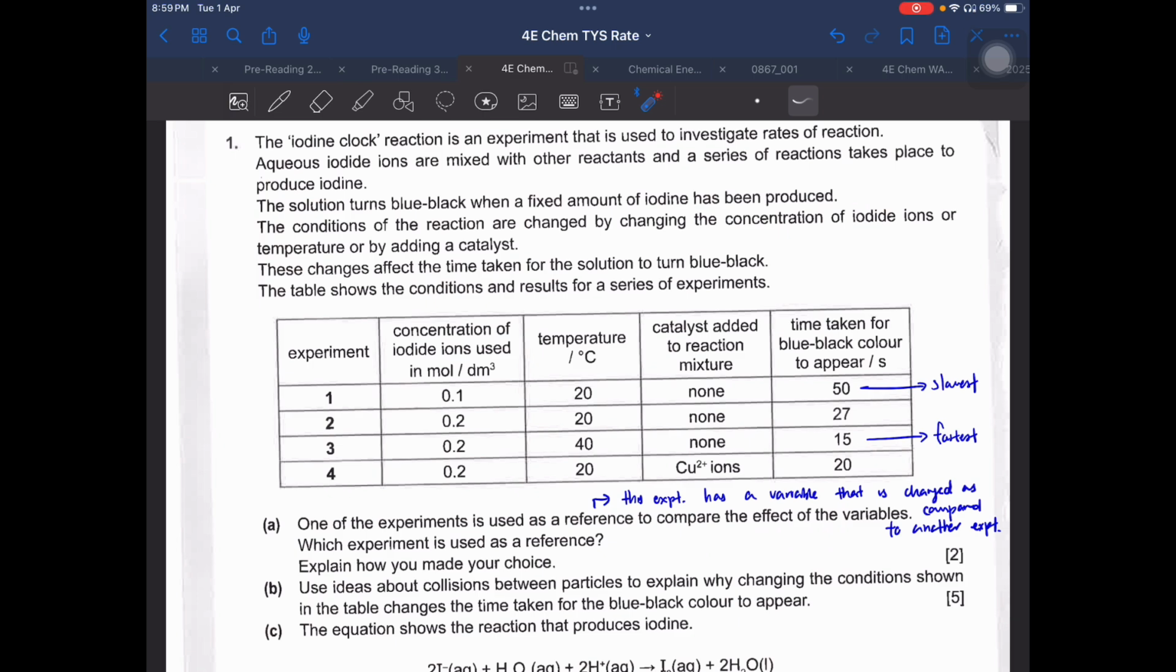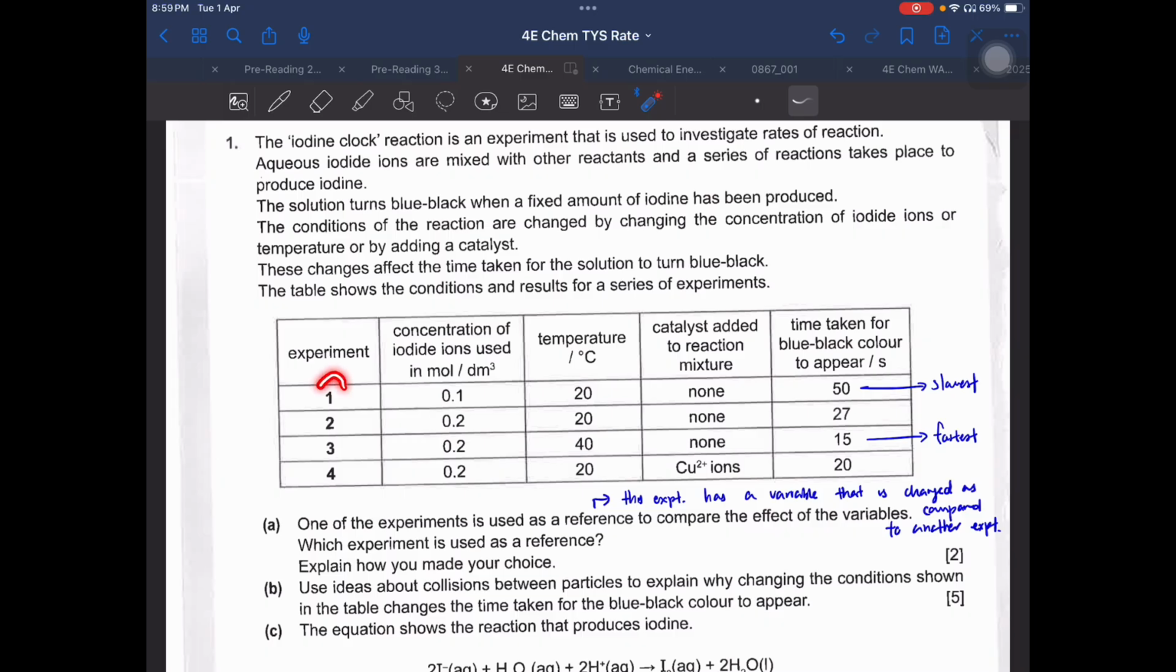And if you take a look at it, for instance, if you look at experiment 1, the concentration used is 0.1, temperature used is 20, and there's no catalyst, right? If you compare experiment 1 as a reference to experiment 2, you can say that yes, the concentration did change from 0.1 to 0.2. Then let's take a look at what if you take experiment 1 as a reference compared to experiment 3. Concentration did change from 0.1 to 0.2, but temperature also changed from 20 to 40. Now this would mean that experiment 1 is not a good reference, because as a reference, each time if you want to compare the effects of the variable, you should only change one thing.